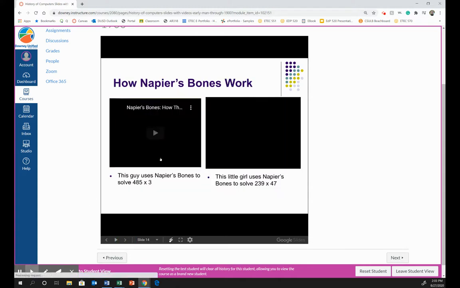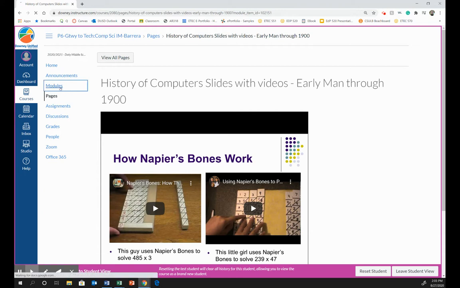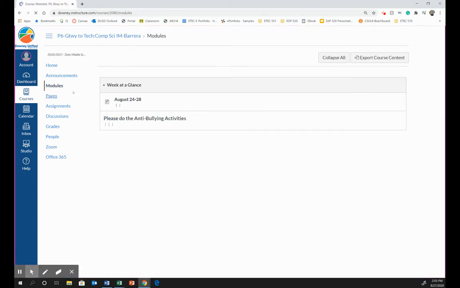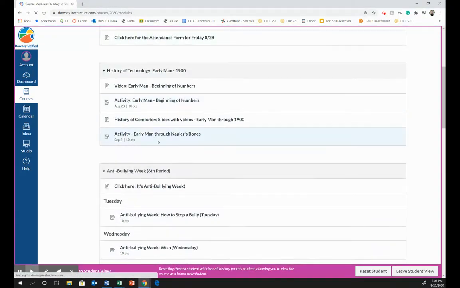Thank you for that. And these two people here are going to show you how to do it. This guy's going to do 485 times 3 using these sticks. And this girl's going to do 239 times 47 just using the sticks. Really cool. Okay, so we are on slide 14, and that is the end. You don't have to go any further than that. Going back to the module. The assignment is right underneath that, right here. Early man through Napier's bones.